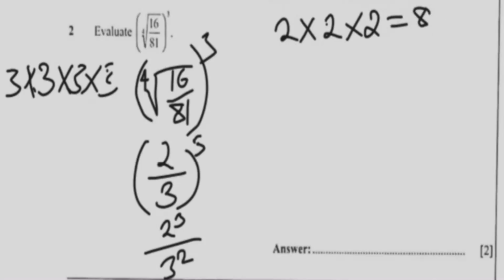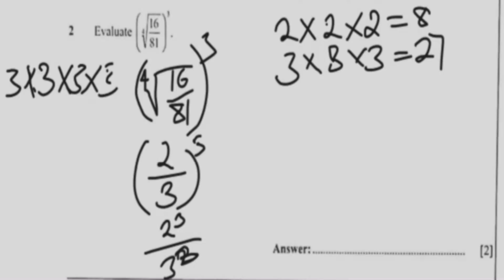Then remember we distributed the power, which is 3. There is 3 raised to the power of 3. That means we multiply 3 times 3 times 3, which will give us 27. So that means our final answer is going to be 8 over 27. So that is the answer that you record there.